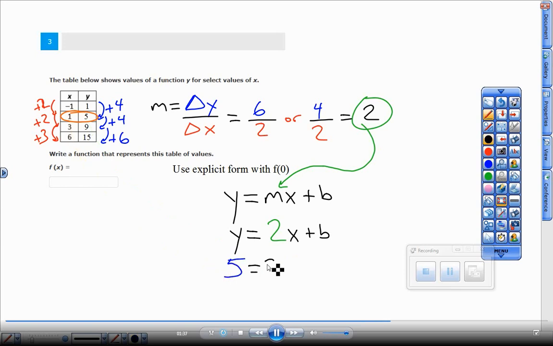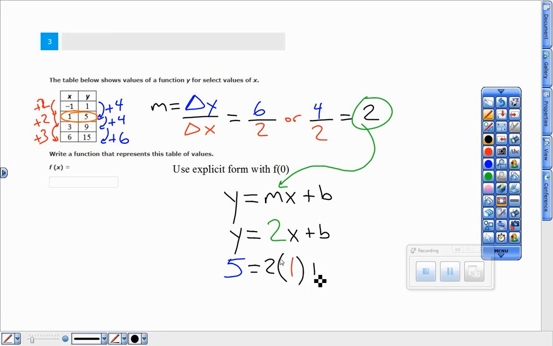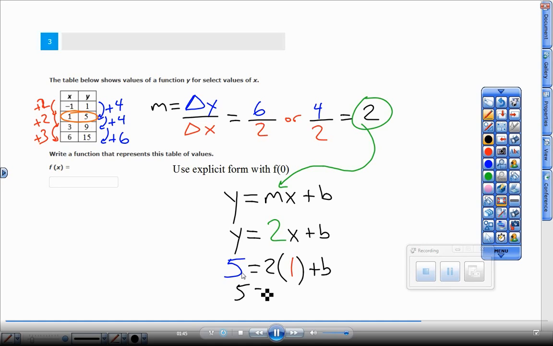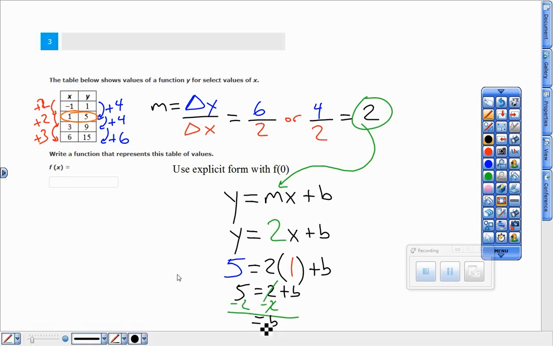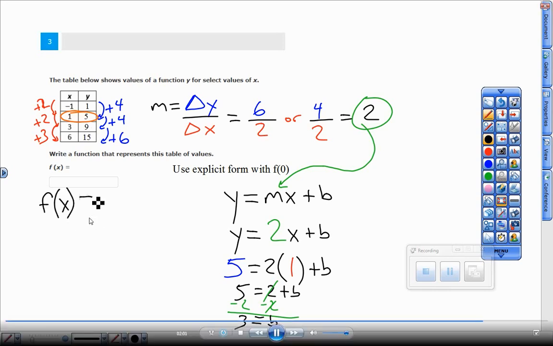So when I replace that, this gives me 5 equals 2 times 1 plus b. Solving that algebraically gives me 5 equals 2 plus b. Take away 2 on both sides, gives me the y-intercept is 3. b equals 3. And then when I write that in my final equation, f of x equals that slope number in front of x, 2x, plus that y-intercept, which is 3. So that is my final answer, 2x plus 3.